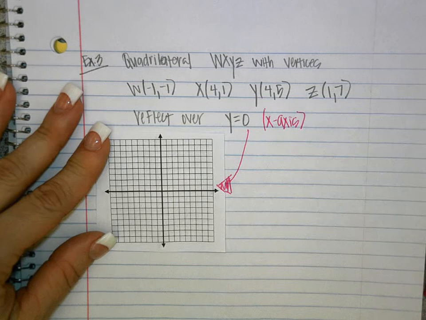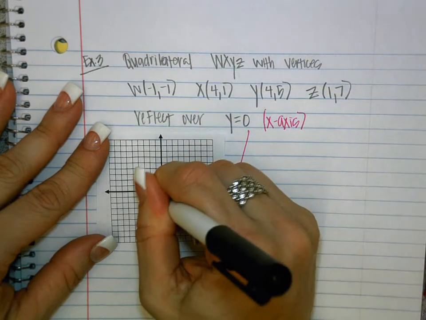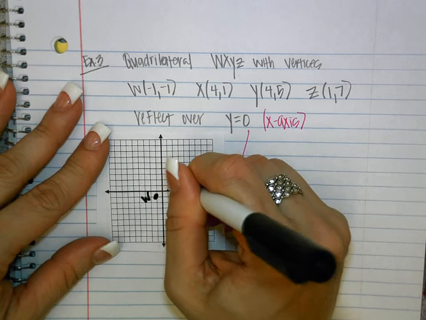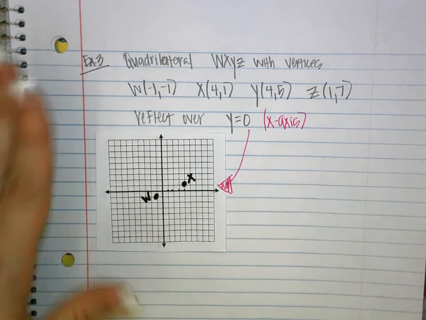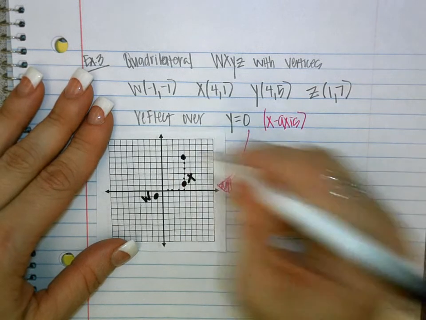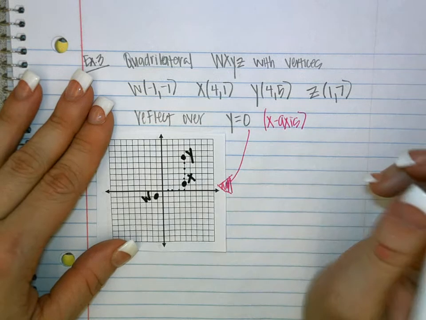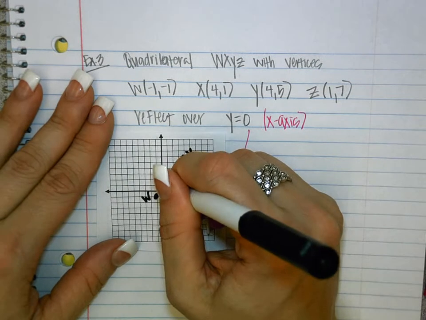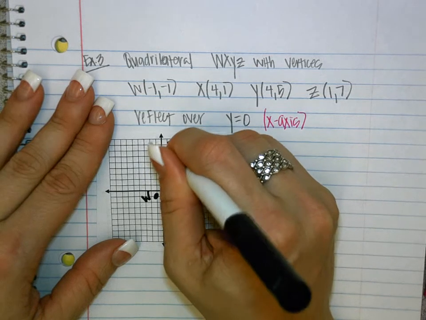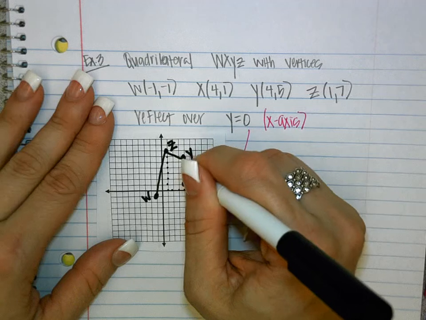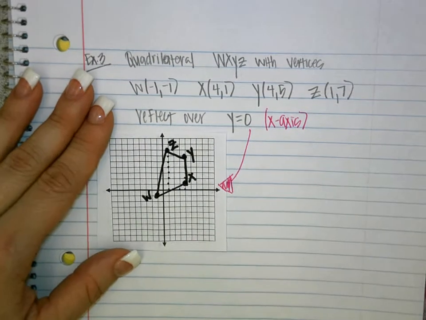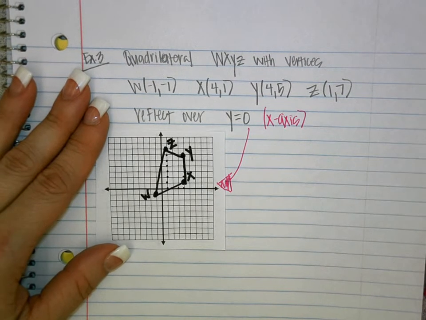So start by plotting these points. -1, -1 is your W. X is over 4 up 1. Y is over 4 up 5. And Z is over 1 up 7. This is a kind of goofy looking quadrilateral. And then we're reflecting over the x-axis.